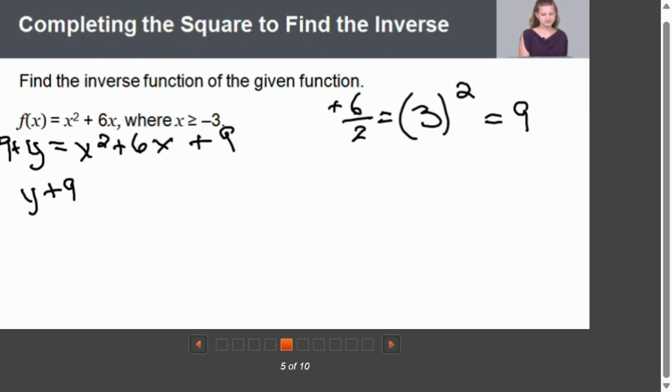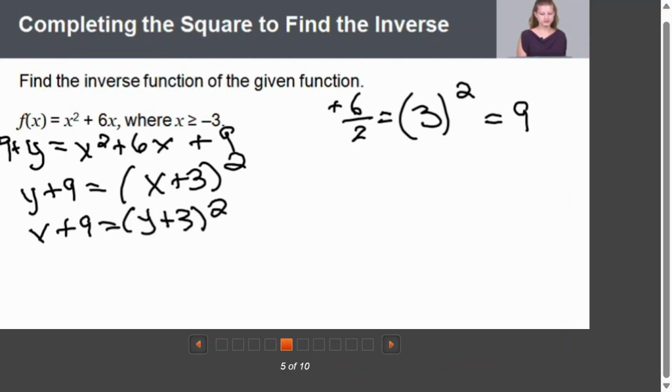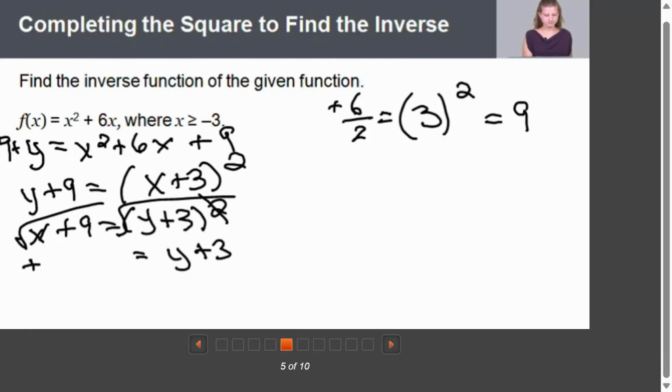Y plus 9 equals, now this is a perfect square trinomial, so I'm going to write it in factored form, x plus 3 squared. Now I'm ready to interchange the x and the y values. X plus 9 equals y plus 3 squared, and we just have to now solve the function in terms of, or is it a function? We'll see, in terms of y. Take the square root of both sides. Y plus 3 equals plus or minus the square root of x plus 9.